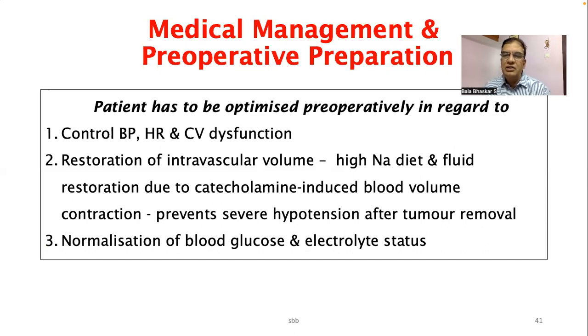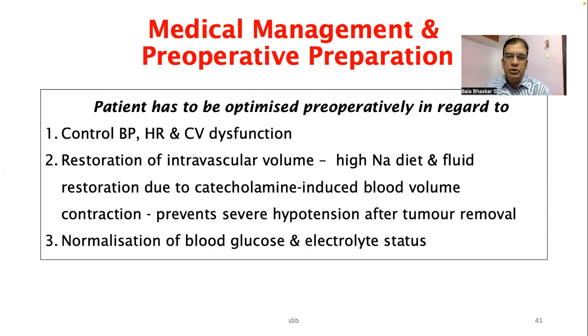Basically, surgery is the only option for these patients, and we have to prepare the patient medically to see that we control the blood pressure, heart rate, and cardiovascular dysfunction, number one. Number two, as I told you already, is the restriction of intravascular volume. Give a high sodium diet, and fluid restoration is tried due to catecholamine-induced blood volume contraction.